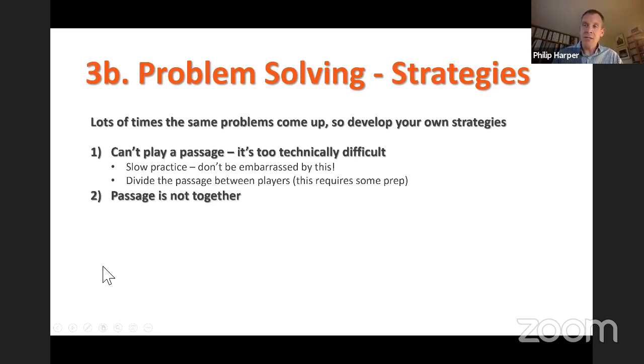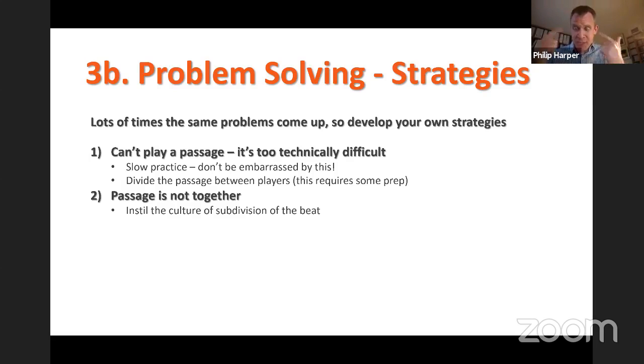Second problem in rehearsal, passages not together. Again, I'm sure lots of you out there will recognize this as an issue. One of the most useful strategies for dealing with this, in my opinion, is to instill a culture of subdividing the beat. So in other words, when the band is counting, say, 4 beats in a bar, the band is not counting 1, 2, 3, 4, but the band is counting 1 and 2 and 3 and 4 and.